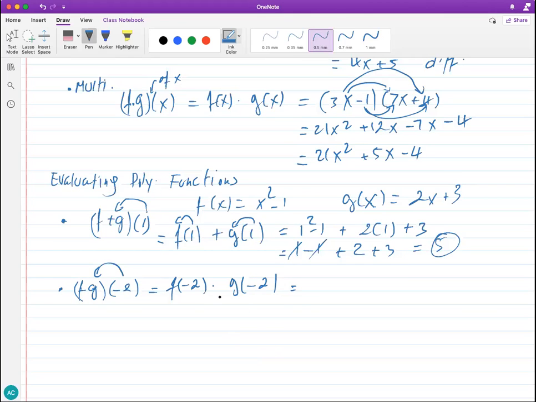Okay, how do you find f of negative 2? Okay, -2 to the second, squared, minus 1. So let's plug negative 2 into f, right? This is f. I'm going to plug negative 2 here and here, so negative 2 to the second minus 1. Multiply, so we have a multiplication here, and g of negative 2. So negative 2 into g, that's g, so we're going to plug negative 2 here and here, times 2 plus 3.